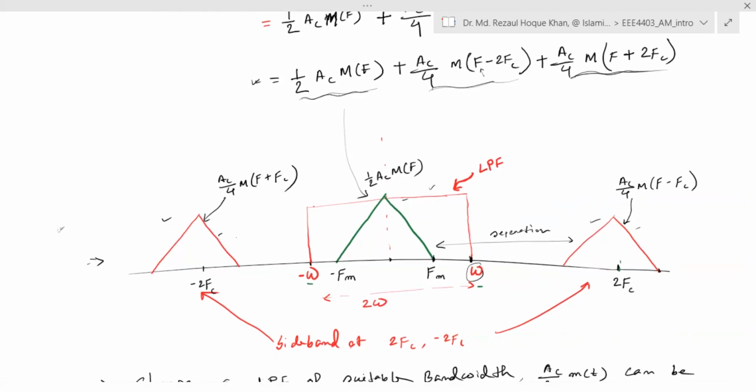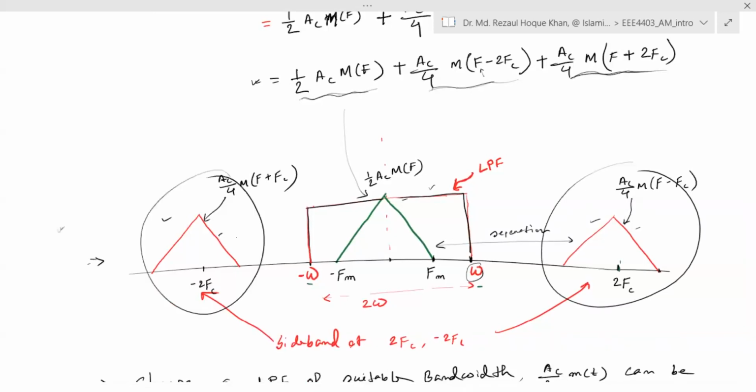Now what we did, we used a low pass filter to filter only the baseband. If this is a low pass, the rest of the portion, I mean both of the sidebands, will be omitted, because this is the low pass filter, right? The signal only passes through this low pass filter, and this portion of the sidebands will be omitted. This is according to the filter principle.